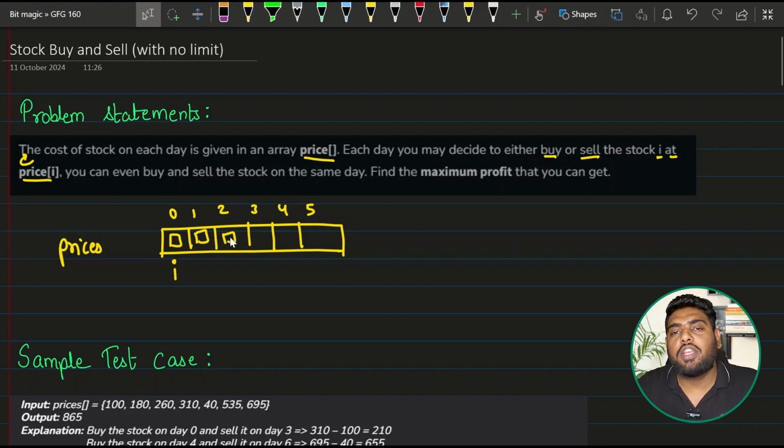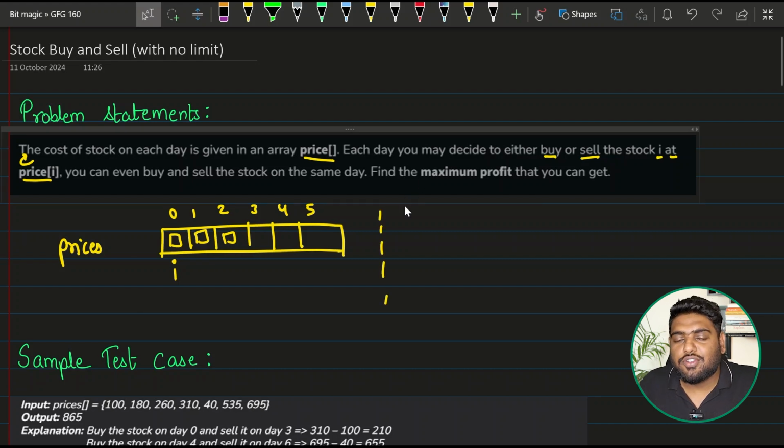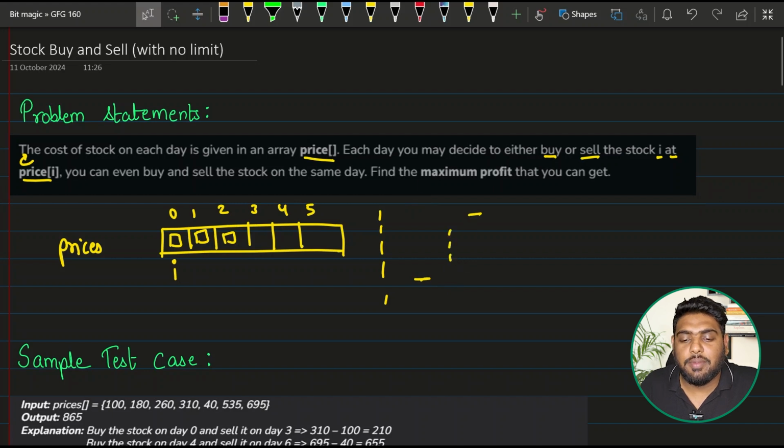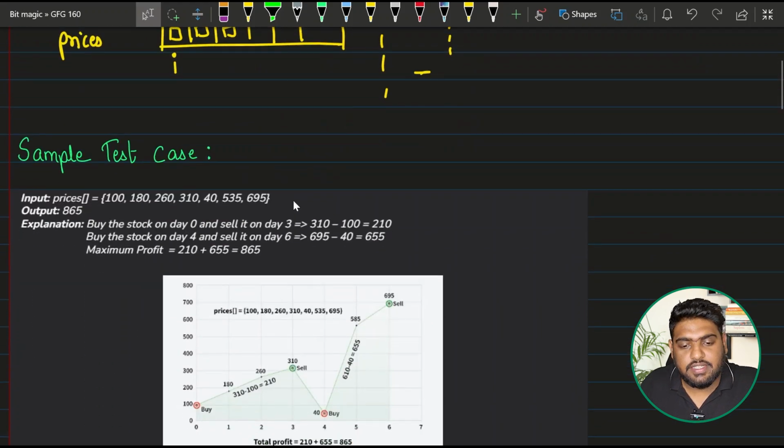Now what do we need to do? If you have even a little idea about the stock market, then you know that you buy at a lower price and you sell at a higher price so that you can make profit, right? In this question, we have to do the same, and we need to keep in mind that multiple transactions are allowed. So here, let's see the sample test case.